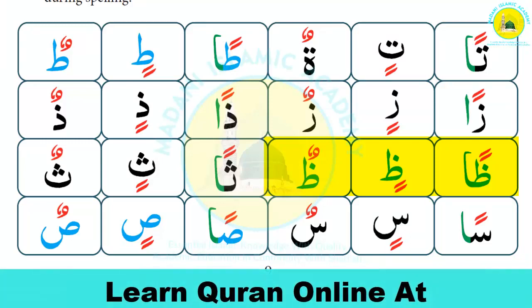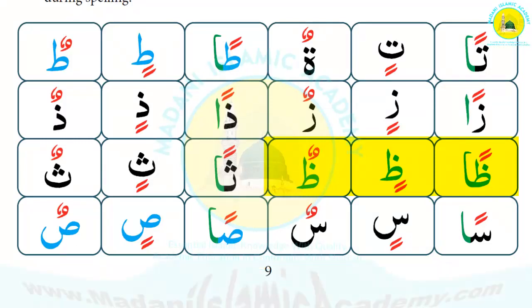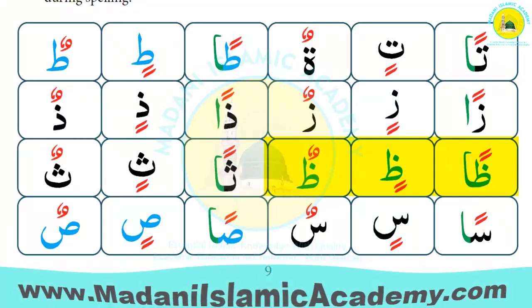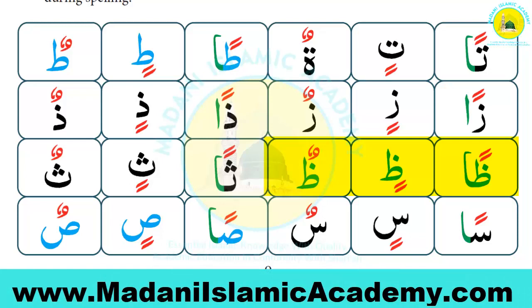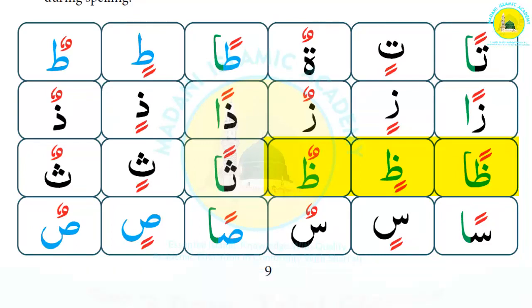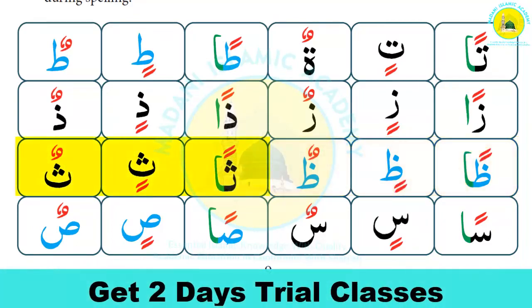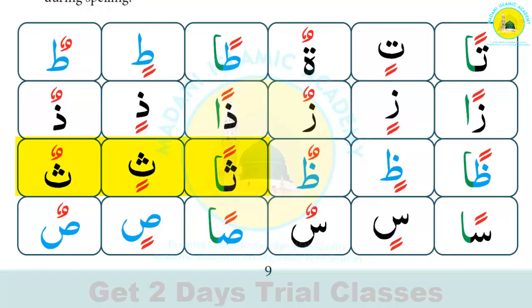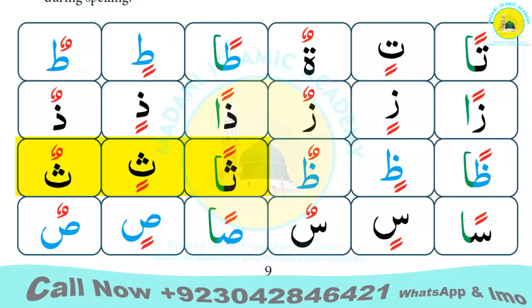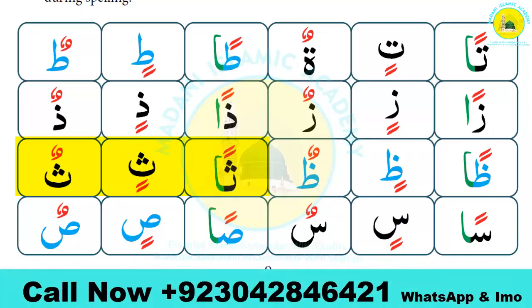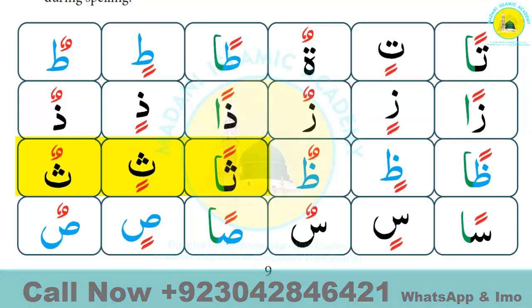ضا دو زبر ظن. So remember, we don't read this alif. ضا دو زیر ظن. ضا دو پیش ظن. ظن ظن ظن. ثا دو زبر ثن. ثا دو زیر ثن. ثا دو پیش ثن. ثن ثن ثن.